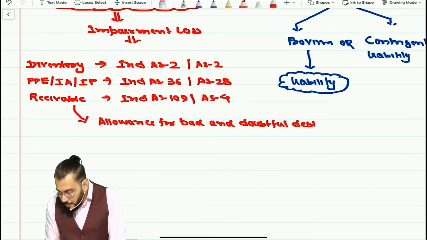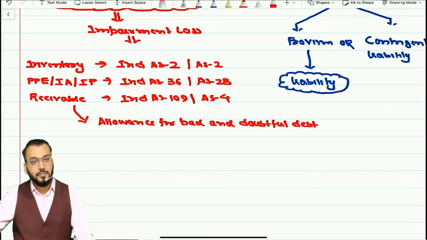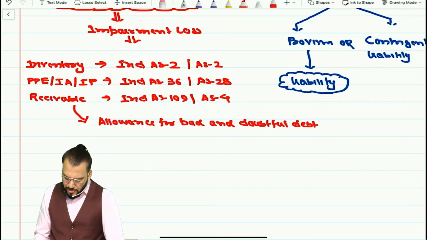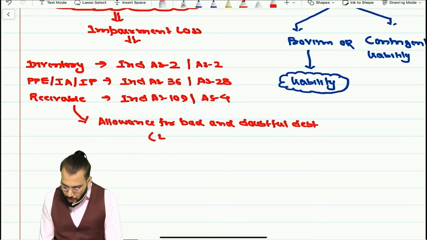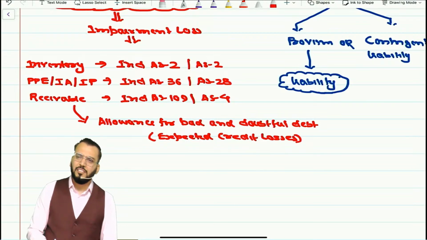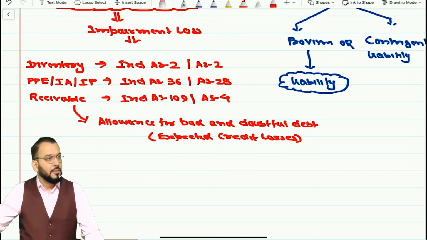Now we'll not use the term provision for doubtful debt. We'll call it allowance for bad and doubtful debt. We also sometimes say expected credit losses. We call it expected credit losses. These are very new terms in your life, so I don't want to discuss much right now, but just write down. You should be familiar with the terms.